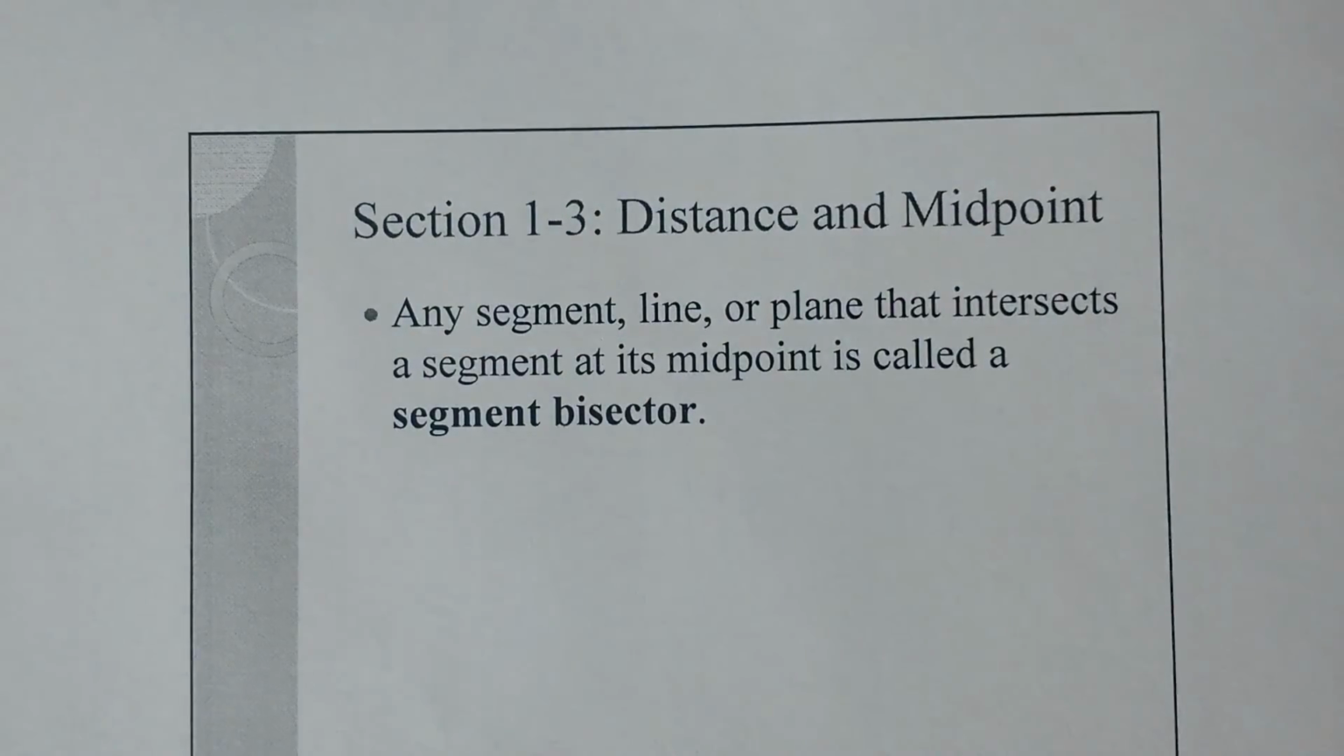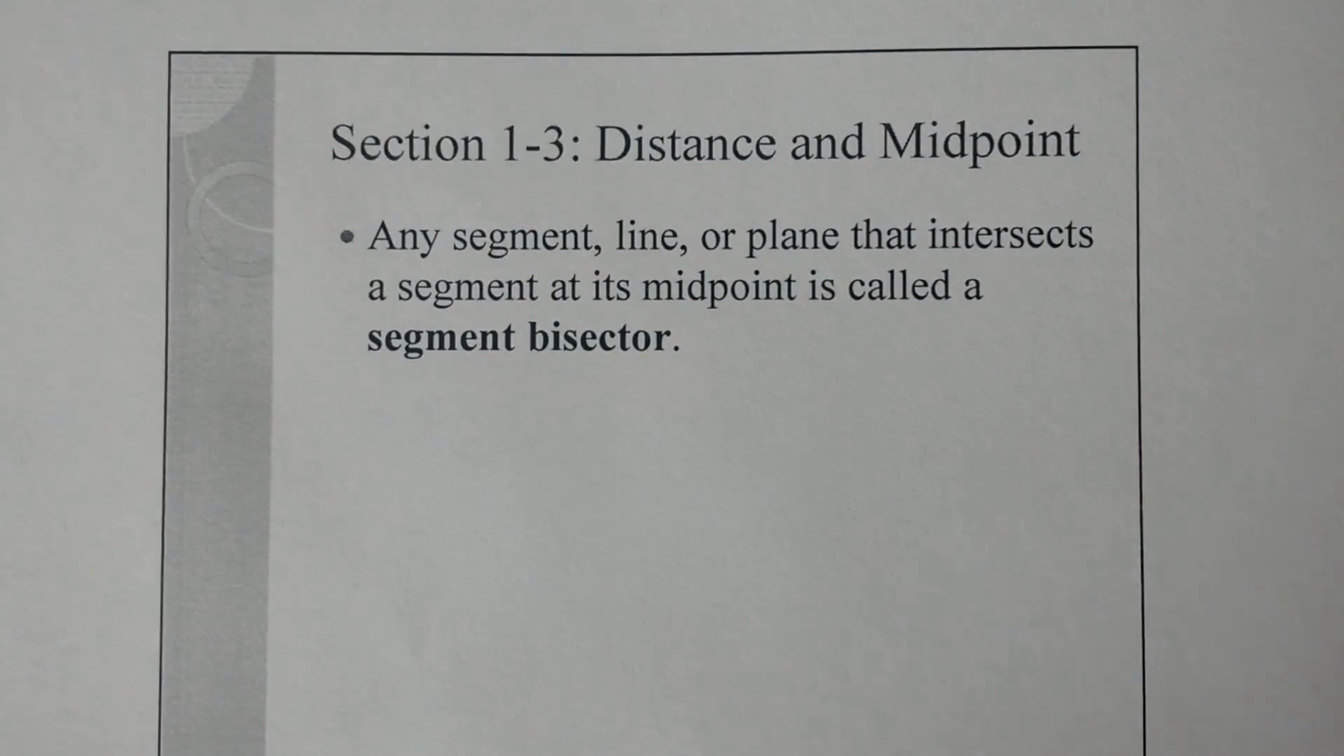And the last one, just a little bit of a definition. Any segment, line, or plane that intersects a segment at its midpoint is called the segment bisector. So a bisector just divides something into two. So it's a segment bisector because it's cutting the segment into two equal parts.